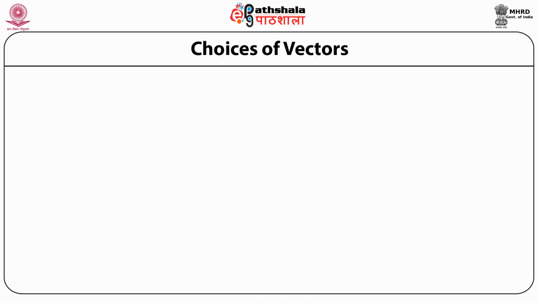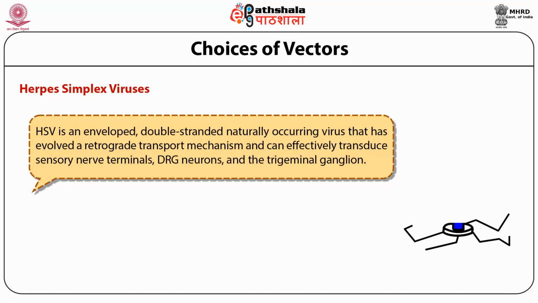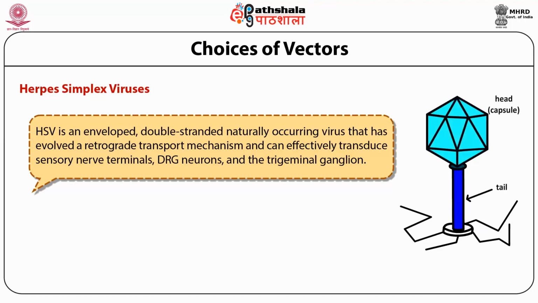So the fourth type of virus being utilized for gene therapy is herpes simplex virus. It is an enveloped, double-stranded, naturally occurring virus that has evolved a retrograde transport mechanism and can effectively transduce sensory nerve terminals, DRG neurons and the trigeminal ganglion.